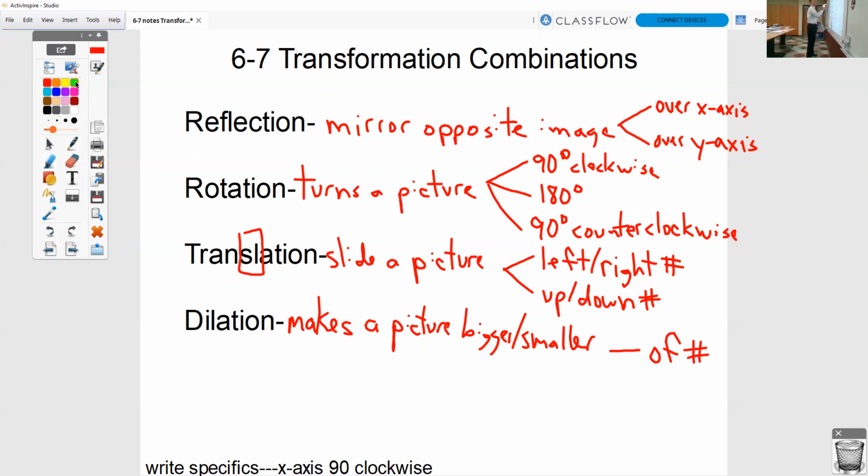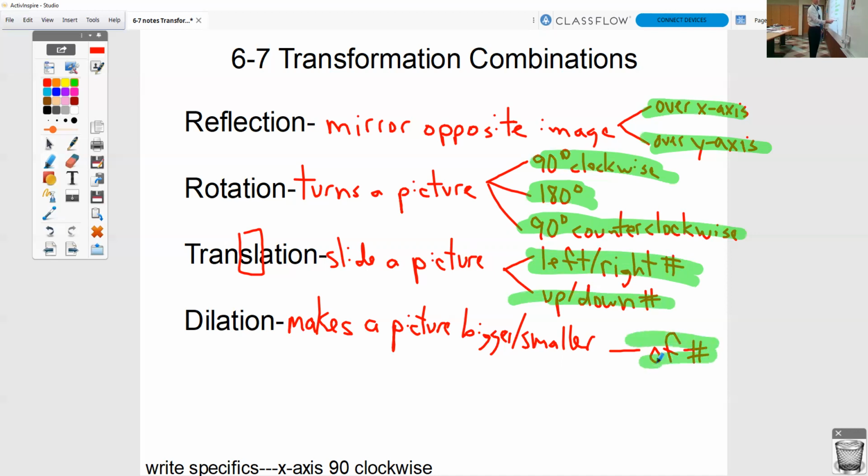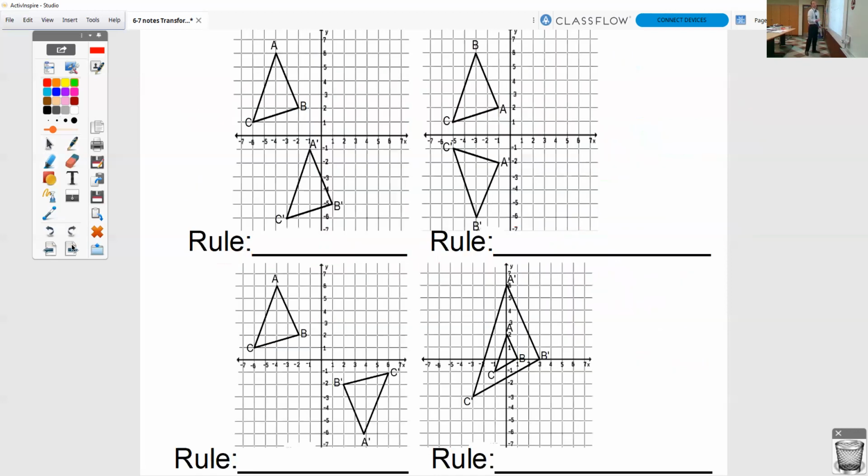So this is very, very important. For a reflection, you have to say over the x-axis or over the y-axis. For a rotation, you have to say 90 degrees clockwise, 180 degrees, or 90 degrees counterclockwise. For a translation, you have to say how many places left or right, how many places up or down. And then for a dilation, you have to say of how many. So what your scale factor is, what you are multiplying by.